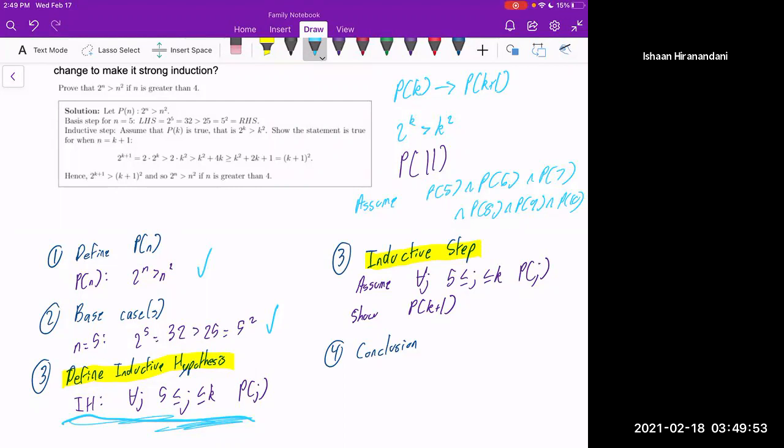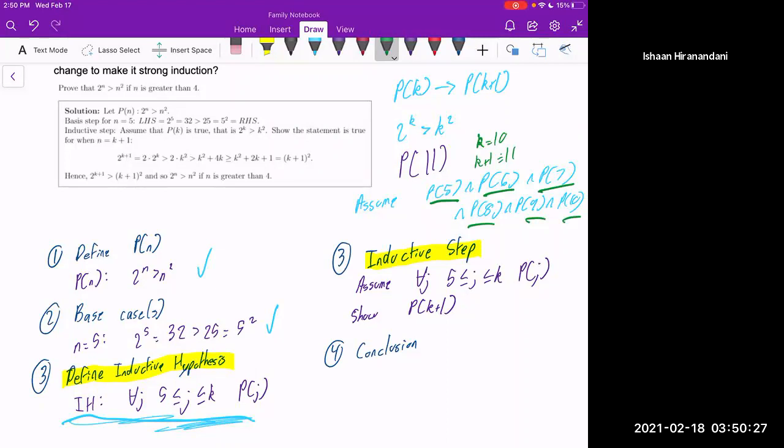So again, we're going to be assuming that P of 5 is true. And then for all values in between that and k, remember in this case, k is going to be 10, so k plus 1 will be 11. And we want to show all those values in between are going to be true. And that's our assumption. And we're going to be using that assumption to show that P of k plus 1 is true, which is P of 11. Finally, you're going to be using that to conclude.